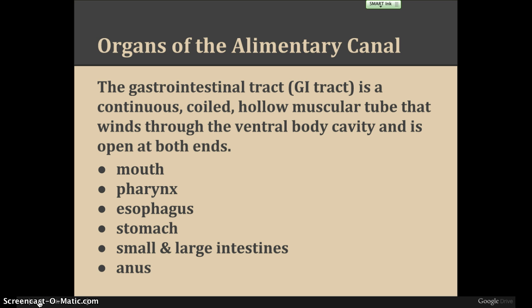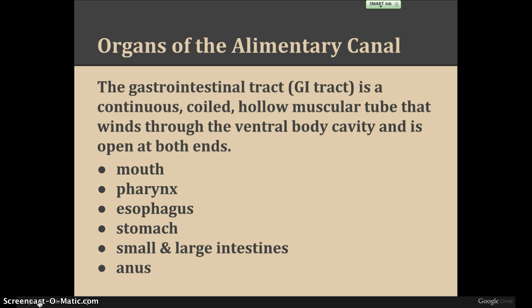Okay, let's look at the organs of the alimentary canal. You can refer back, if you'd like, to the slide previous to this to see another look as we go through, or you can have your book open to page 470. The GI tract, another name for your alimentary canal. Continuous coiled hollow muscular tube. In a cadaver, it's about 30 feet long. In an actual living person, it's going to be shorter.